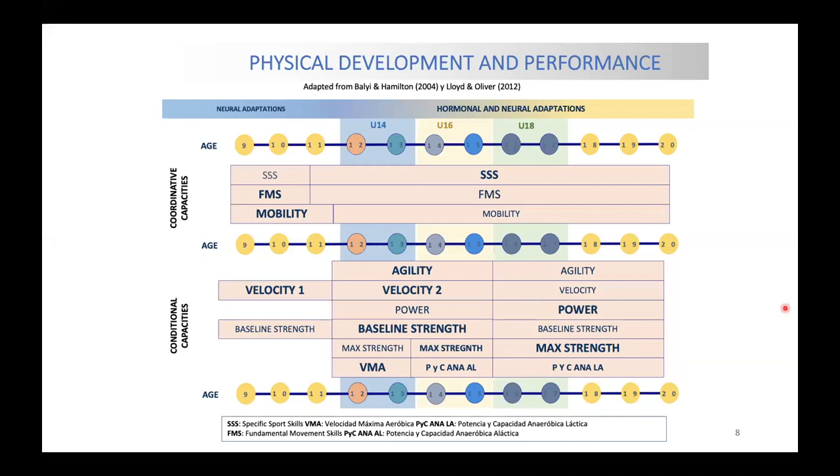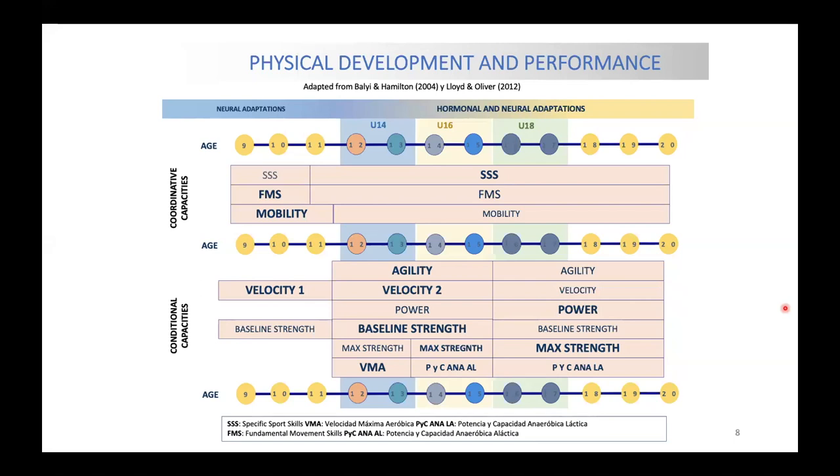In this slide we can see the physical development and performance model adapted from different authors. This model provides a more considerate and evidence-based approach to the long-term development of young athletes. They suggest that the capacities we should focus on depend not on chronological age, but on biological age. They propose two main capacities: the coordinative capacity, I think, is the most important in the first years. They suggest being focused on mobility, fundamental movement skills, and specific sport skills.